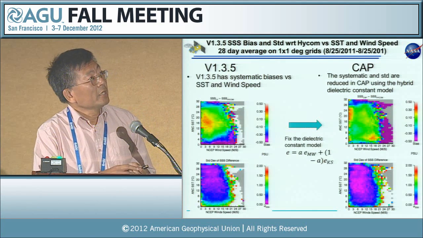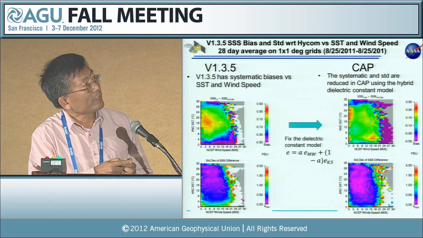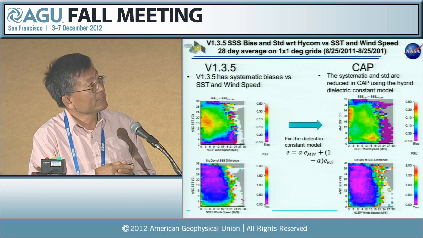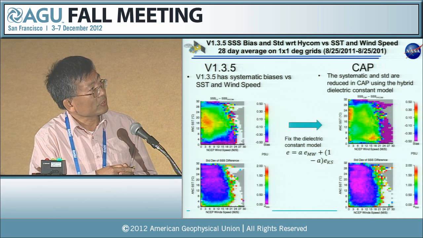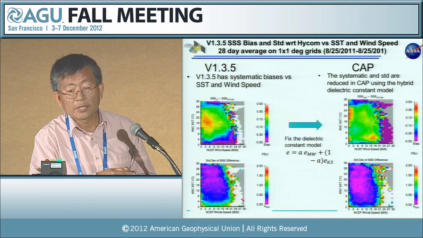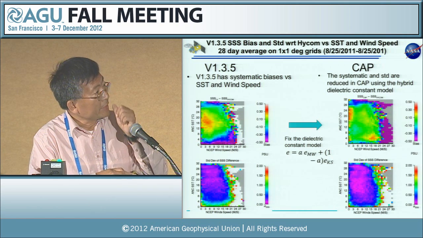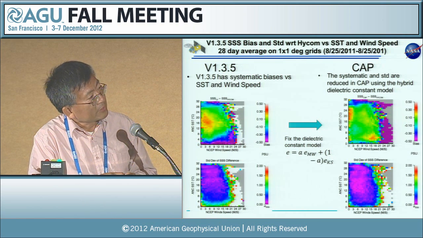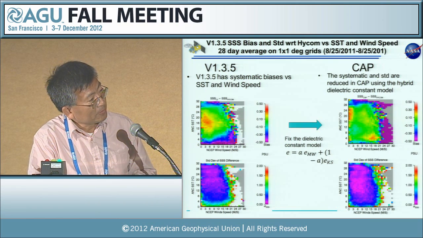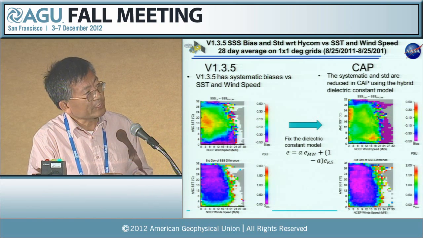Okay, there are a few improvements that we have made. In the V1.3.5 product, we look at the bias. The bias has some systematic dependence on the SST and the wind speed. It is biased high in the middle range of SST, biased low for the colder water, and the warmer water also has a negative bias. And this is the standard deviation of the difference with respect to HYCOM. Okay, so purple is good. Purple is down to about 0.2 PSU. This is a 12 month, 28-day average.